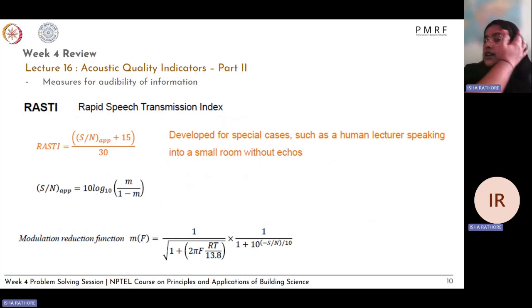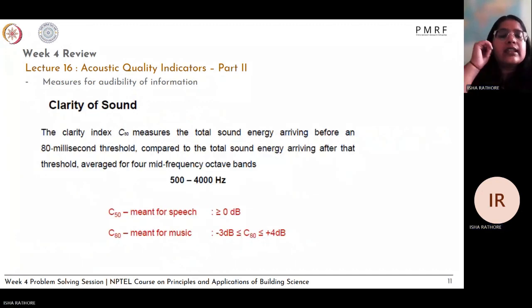Then we also have RASTI, which is the Rapid Speech Transmission Index. This is especially used for human lecturers speaking in small rooms without any echoes. There are certain calculations and formulas related to it, and these are for small rooms without any echo effect happening. Then the fourth measure is the clarity of sound.